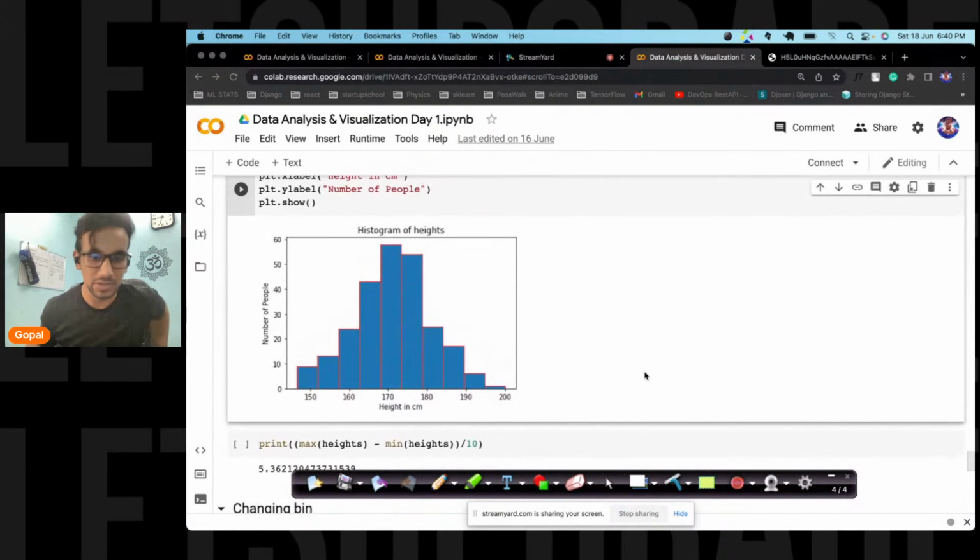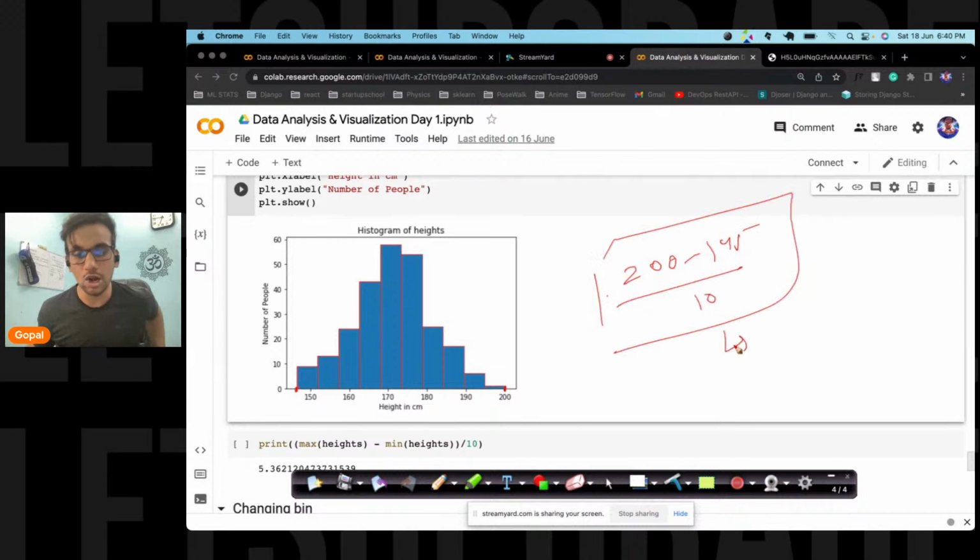Okay, so the maximum height will be around 200 something, this is what we have as a maximum. Divided by, sorry, minus the minimum height, whatever the minimum height we have, it will be around here, 145 or something like that. Then we just take the difference, 200 minus 145, divided by the number of bins. This will show you how many data points this certain window can have.